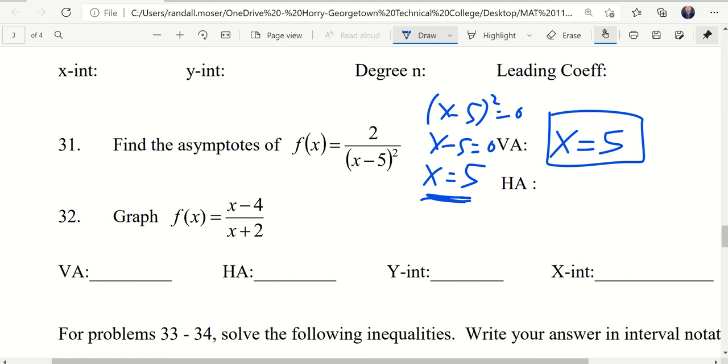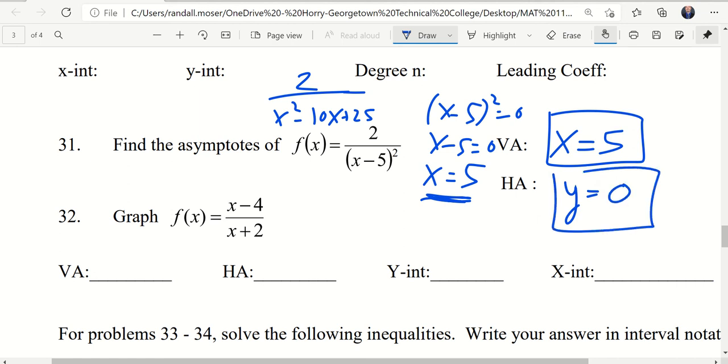To find the horizontal asymptote, that's when you compare the highest powers in the numerator and denominator. If you needed to, you could have expanded that denominator to write it like this. x minus 5 times x minus 5 would give you x squared minus 10x plus 25. And then because the highest power of x is in the denominator, that's always the case where the horizontal asymptote has equation y equals 0.